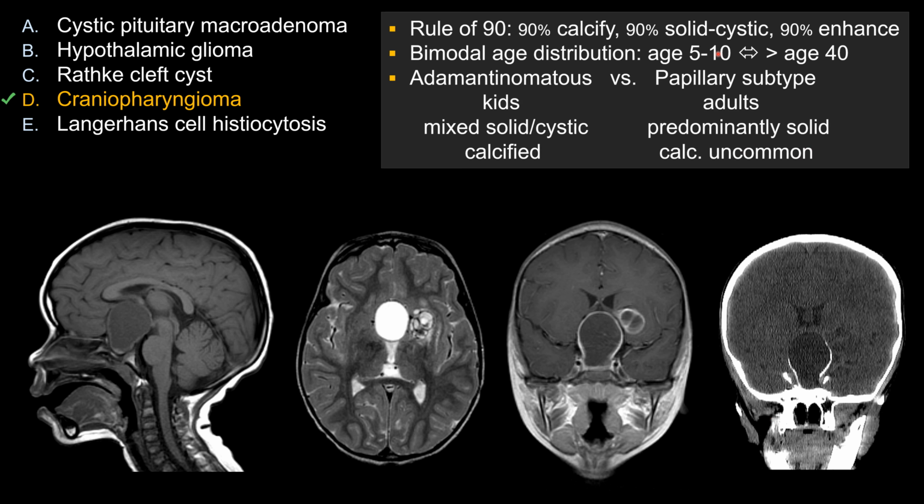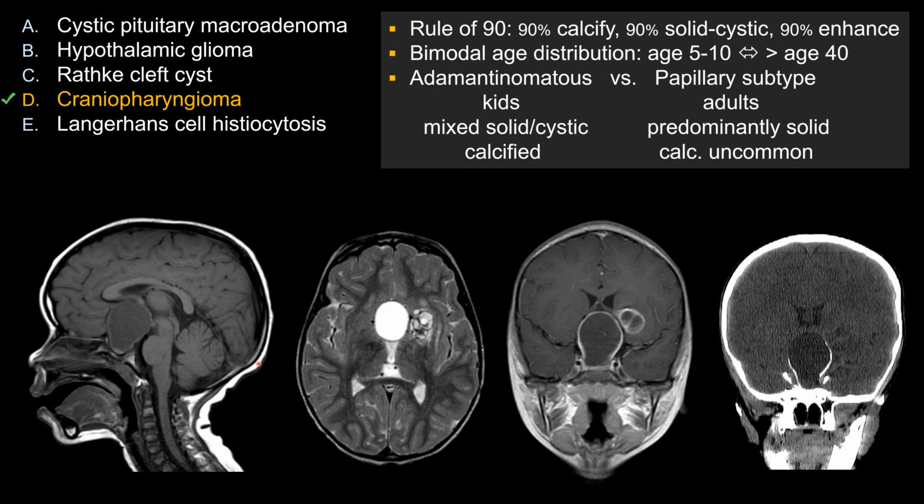In adults, though, the craniopharyngioma looks quite different. They can present basically in the same location, but they tend to present as a solid lesion rather than cystic. If there is a cystic component, it tends to be small, not quite large like the kids type. And calcification is relatively uncommon in adults or in the papillary subtype.